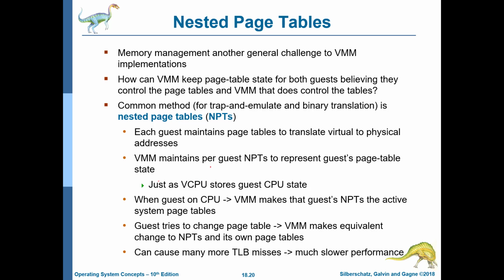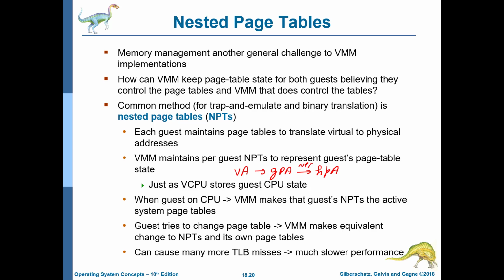Let me explain this in another way. It is actually a two-level mapping that we are looking at. From the guest, we have the virtual address to the guest physical address. And from the guest physical address, we need to go to the host physical address. The guest OS's page table will store the mapping between the virtual address and the guest physical address. The mapping between the guest physical address and the host physical address is stored in another set of page tables. These are known as the nested page tables.